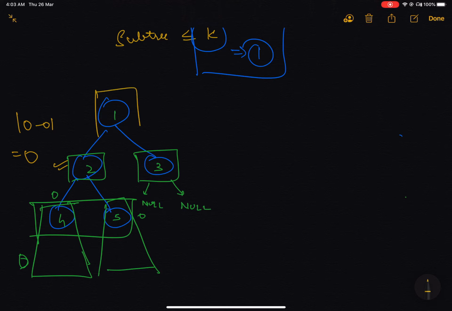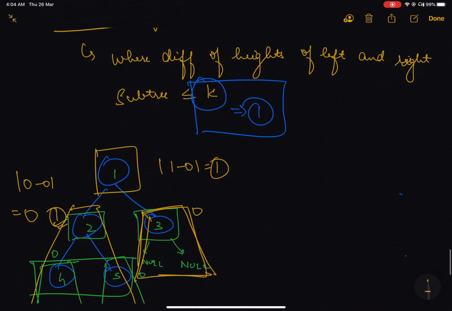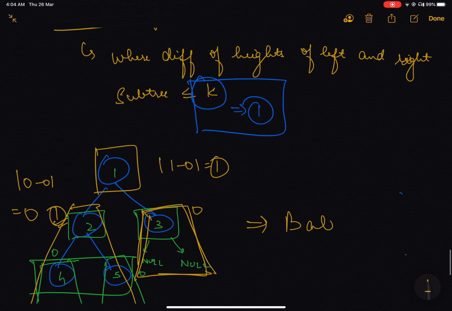Let us take the example of node 1 now. What is the height of the left subtree for node 1? It is easy to see that it is 1. Now, what is the height of the right subtree of node 1? It is 0. What is the difference between the height of left and right subtree? It is the mod of 1 minus 0, which is equal to 1. This is also less than or equal to 1. As all the nodes in this tree hold the property of a balanced binary tree, this is a balanced binary tree.